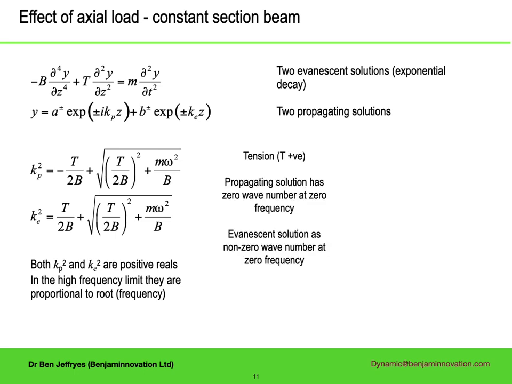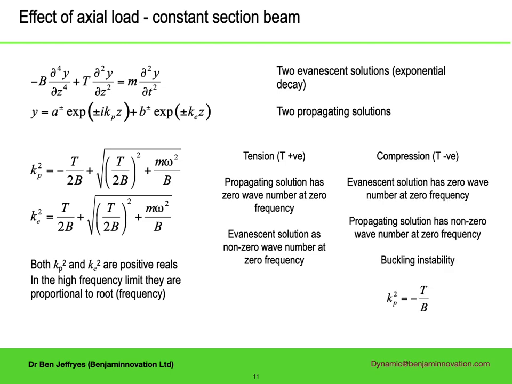If the beam is under tension, the wave number of the propagating solutions goes to 0 at 0 frequency, but the evanescent solutions have non-zero wave number at 0 frequency, so static solutions decay over distance. Under compression, the 2 are reversed. The evanescent solution has 0 wave number at 0 frequency, whereas the propagating solution has non-zero wave number at 0 frequency, which is the buckling instability.